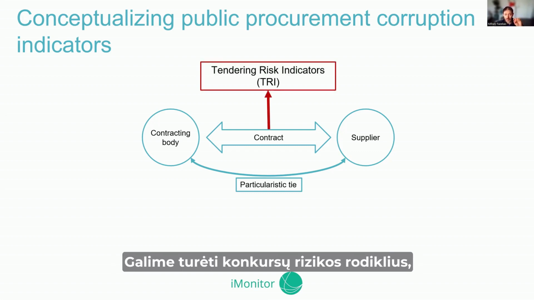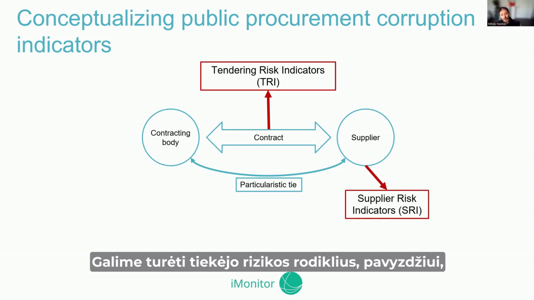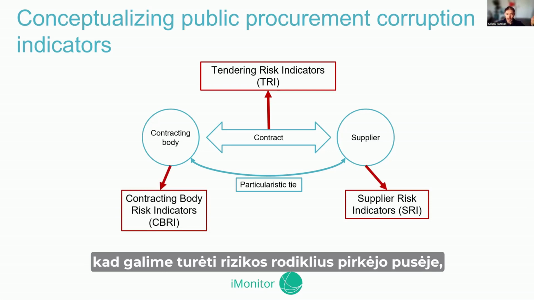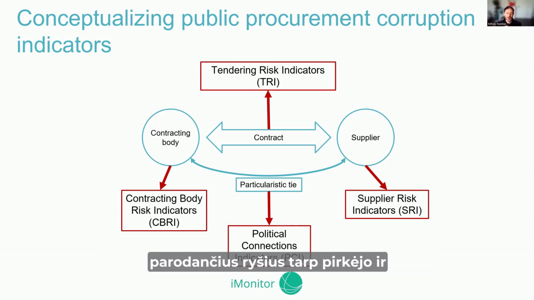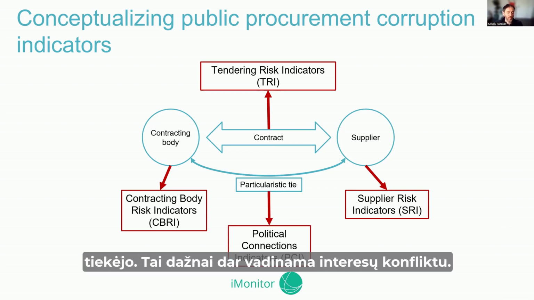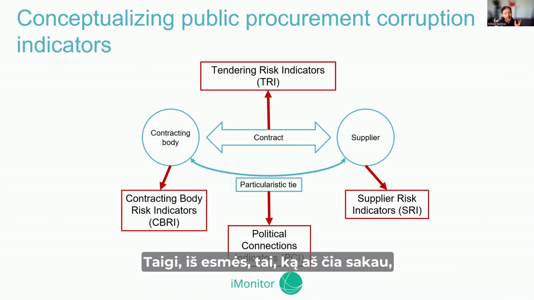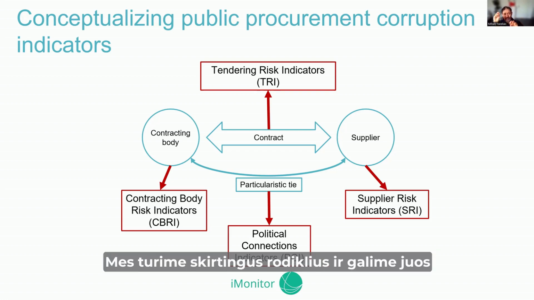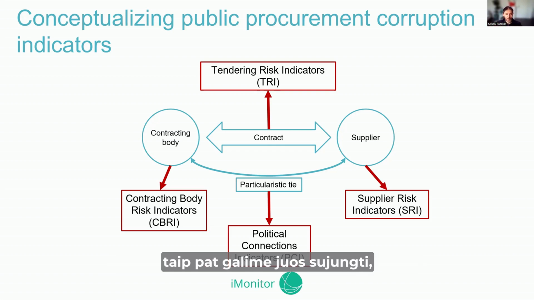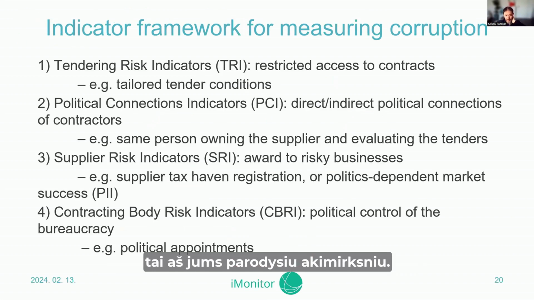So we can have tendering risk indicators, which look at the biases in the tendering process. I mentioned already a few of these. We can have supplier risk indicators like a shell company. This again, I mentioned. We can have risk indicators on the buyer side, on the contracting body side, and also personal or political connections indicators, trying to catch these connections between buyer and supplier. These are often also called conflict of interest, right? So basically, based on the structure of corrupt deals in procurement, we have different indicators and we can build them independently from each other, and we can also pull them together. And this is something I will show you in a second.